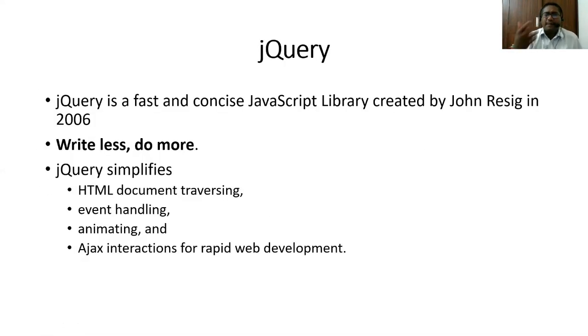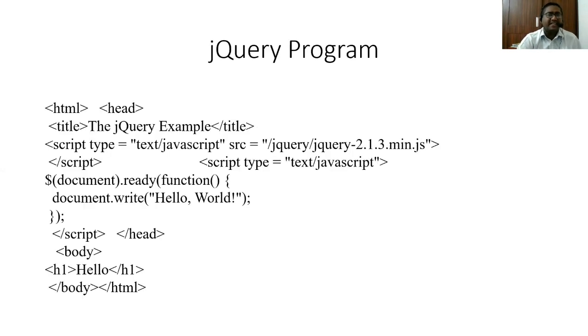jQuery. What is the purpose of jQuery? It is a JavaScript library. It was created by John Resig in the year 2006. So the major theme will be write less and do more. Here also event handling, techniques, animation, effects, everything will be there.